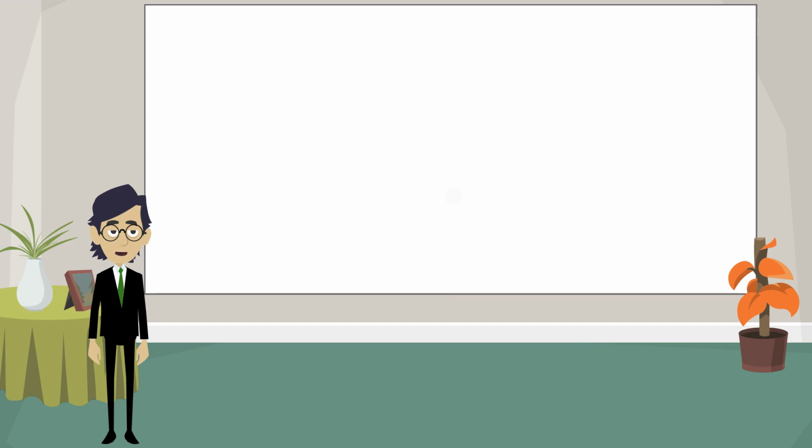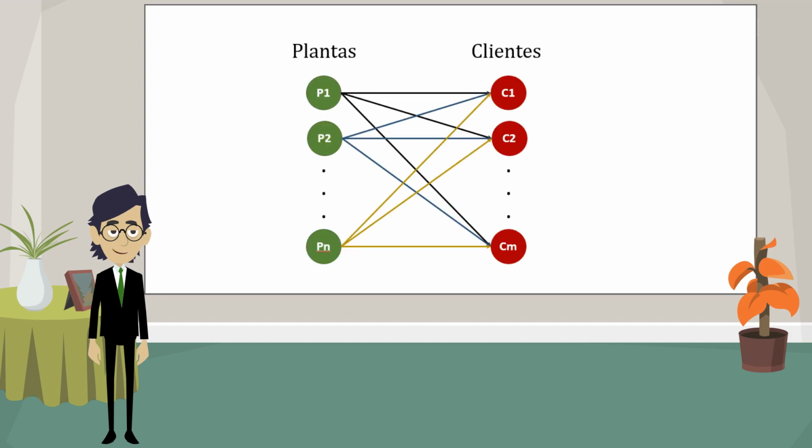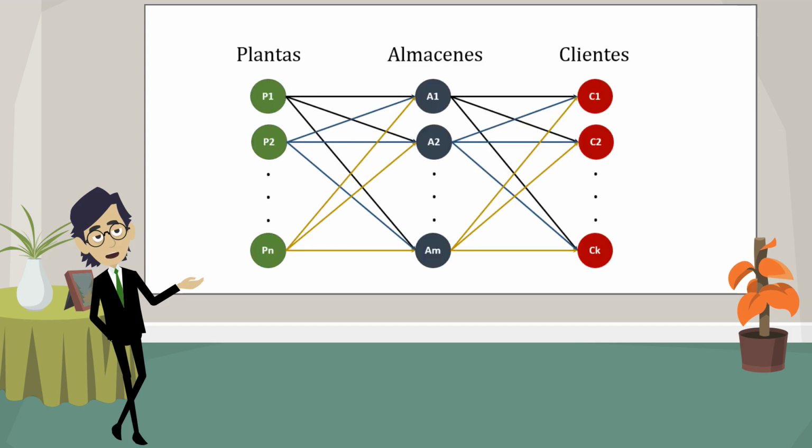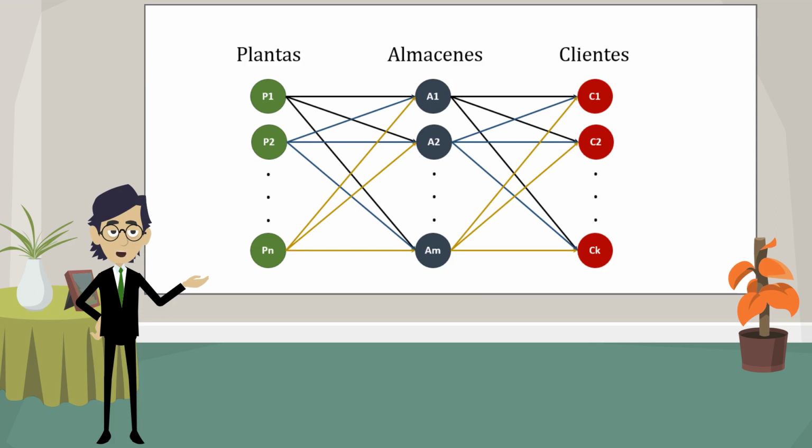As I was saying, the transportation model only considers the possibility of direct shipments from the plants to the customers. This would be the representation as a network model. A transshipment problem is a little bit more general. The model considers the existence of warehouses. The plants will send units to the warehouses and these, in turn, will transfer the units to the customers. This diagram represents the conceptualization of the transshipment model.